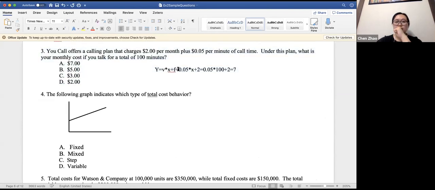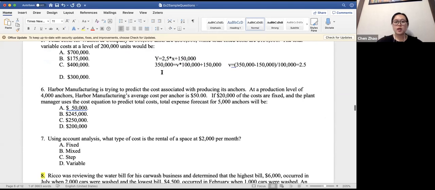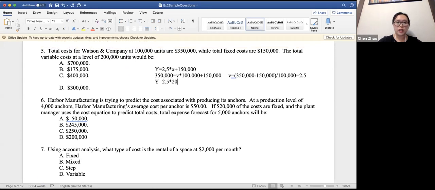And now this question actually comes back to the same as question 3, right? Question 3 is we have this cost function and then we just plug in our X, okay? We just plug in our number of units. So this question comes to be Y will be equal to 2.5 times our new unit, which is 200,000, plus our fixed cost, which is 150,000, okay? So the answer is, did anything go wrong? Oh, I'm sorry, it's 2.